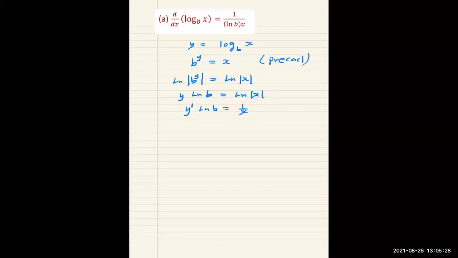Now I can isolate my y prime. y prime is equal to 1 over ln b times x. That's what I wanted to prove. I took this as my y, and I showed that y prime is equal to this expression. That means the derivative of this expression is equal to this expression. That's what I wanted to establish.